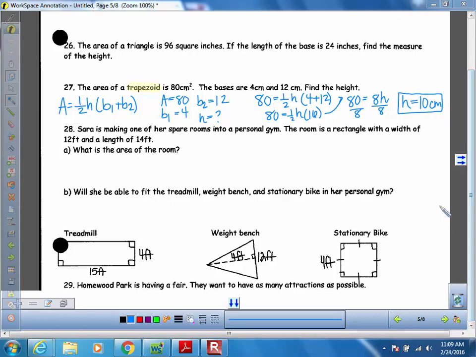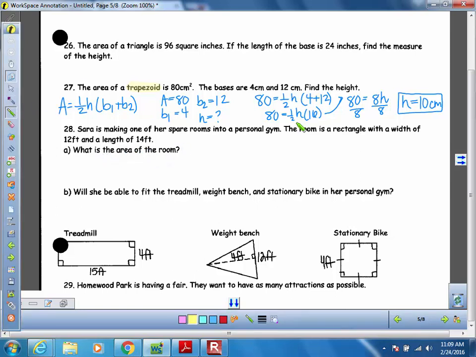Okay, the next problem I want to go over is a word problem. So we're going to look at 28. 28 says Sarah is making one of her spare rooms into a personal gym. The room is a rectangle with a width of 12 and a length of 14. What is the area of the room?